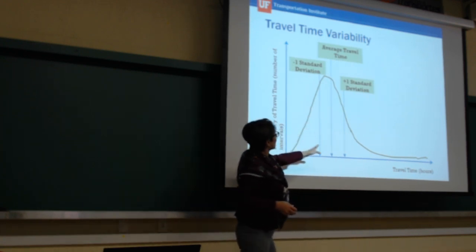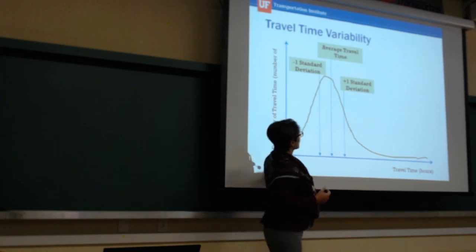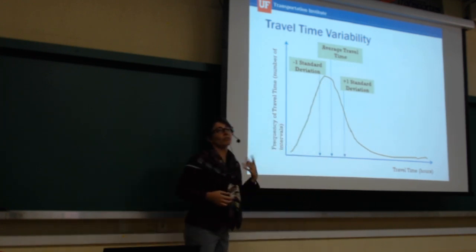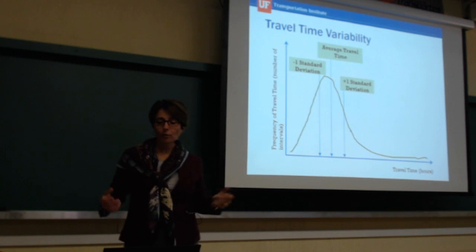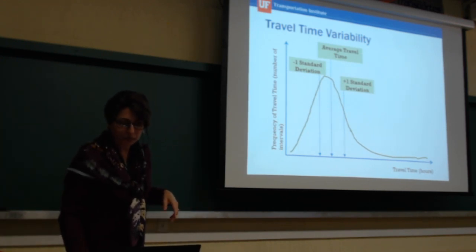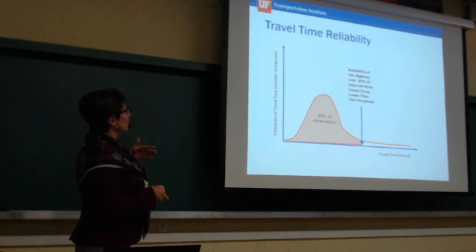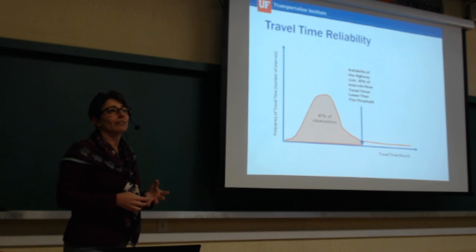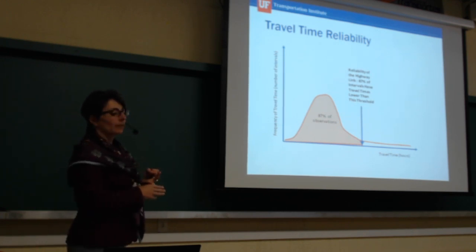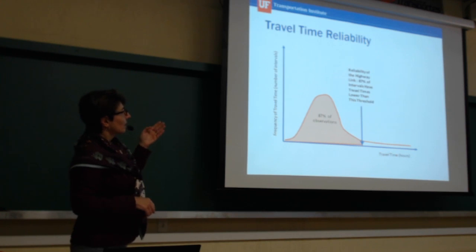If you're only looking at the average travel time over one day, you're not looking at the experience of the traveler over the year. And so based on this concept, in the US, we have developed this concept of travel time reliability. There are two different ways to think about it. One is reliability and the other is variability. And I'll talk about both.